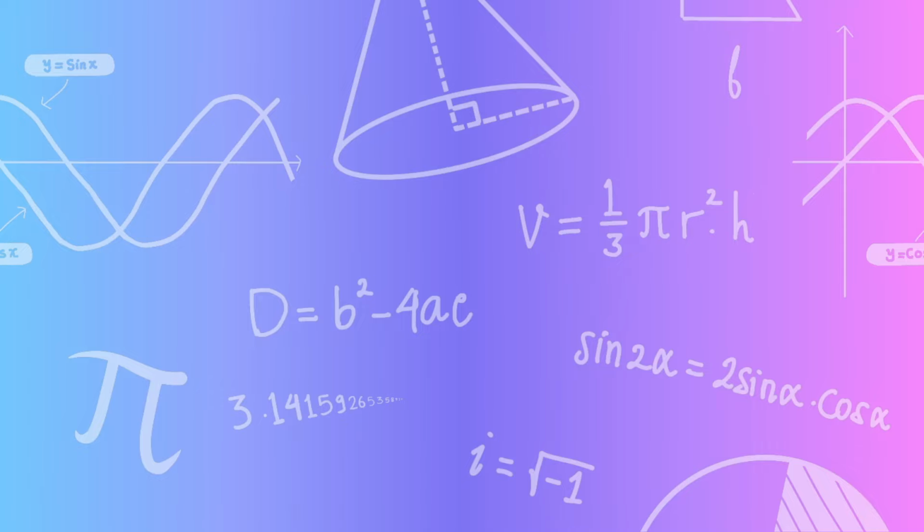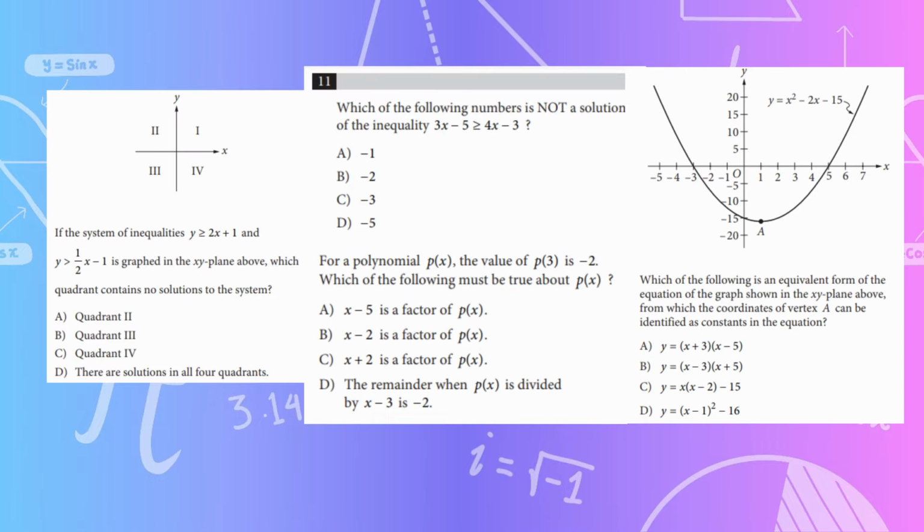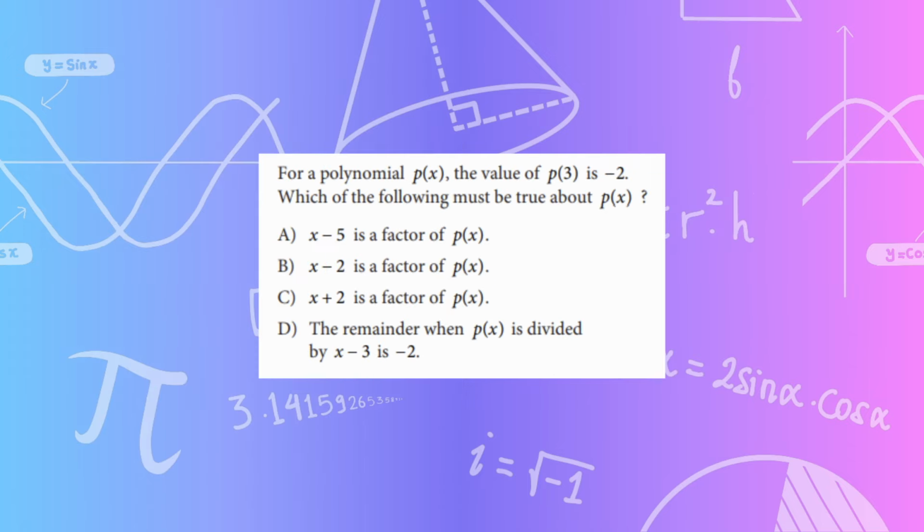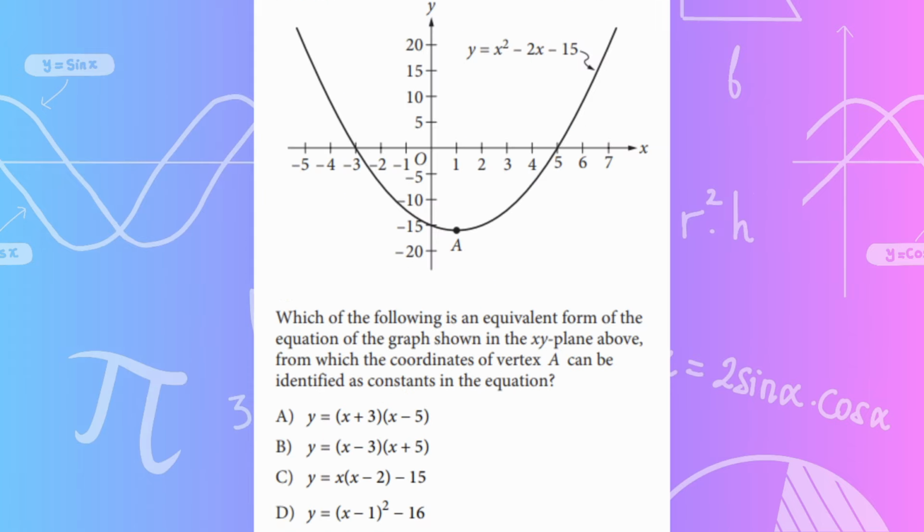I got these 4 questions wrong during my SAT speedrun. 2 questions on inequalities, a question on polynomial division, and a question on the vertex form of a quadratic.